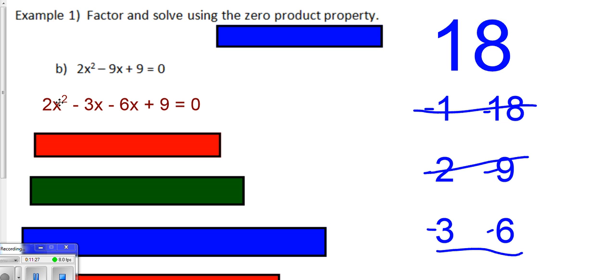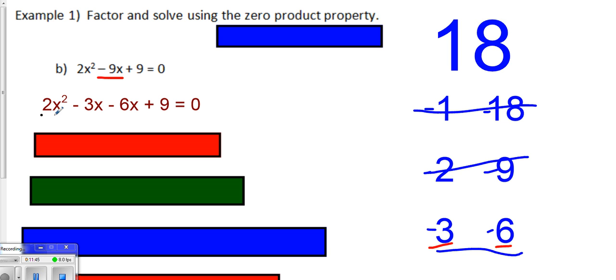2x squared stays the same. This piece, I'm going to underline it, the negative 9x, we break it apart into negative 3x and negative 6x. So there it is, minus 3x minus 6x. And we keep that plus 9 right here.